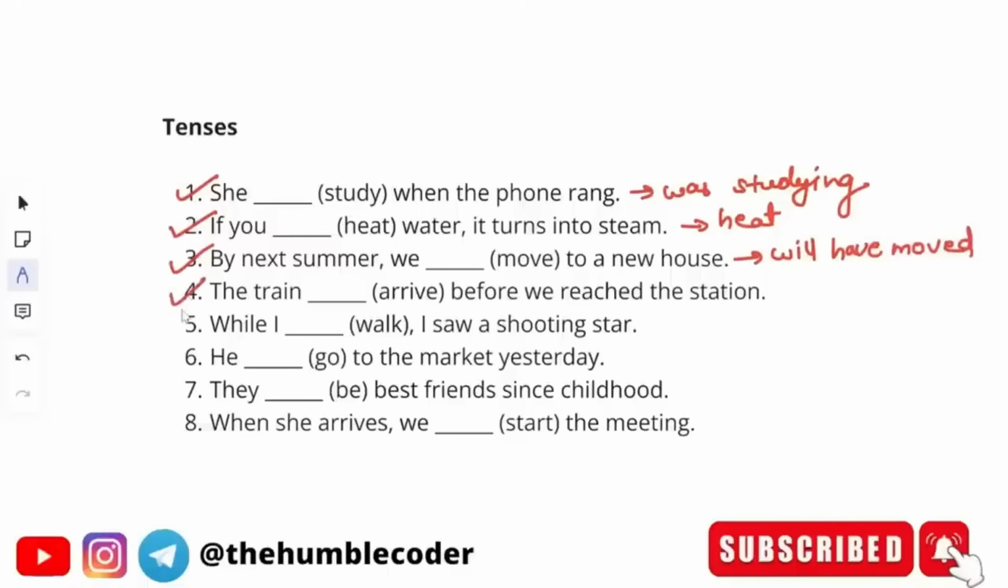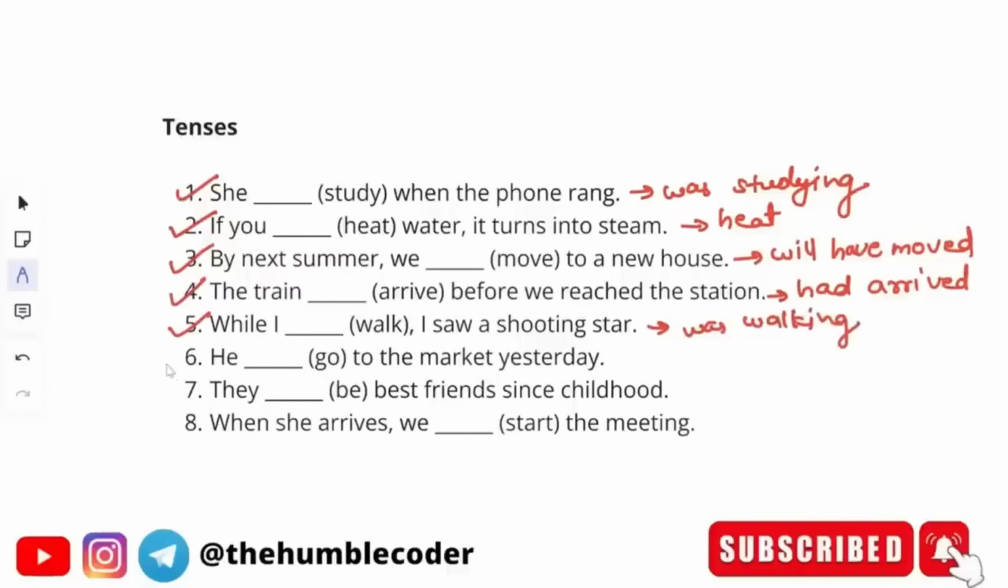Okay, let's see the next question that we have. The train arrived before we reached the station. So the correct answer will be the train had arrived before we reached the station. Okay, past tense. Next question that we have. While I walk, I was a shooting star. So the correct, I saw a shooting star, sorry. So the correct answer will be while I was walking, I saw a shooting star.